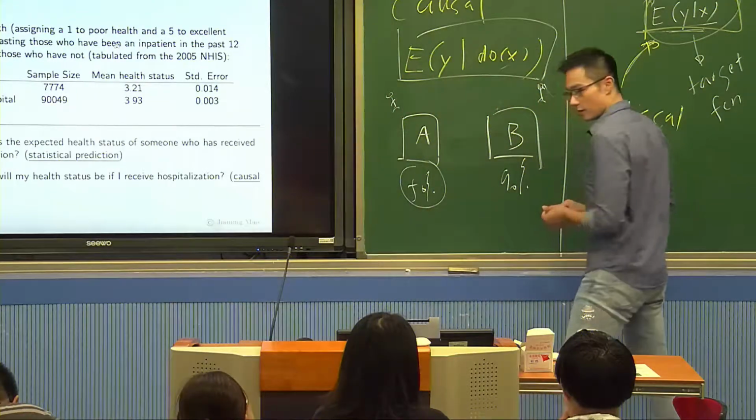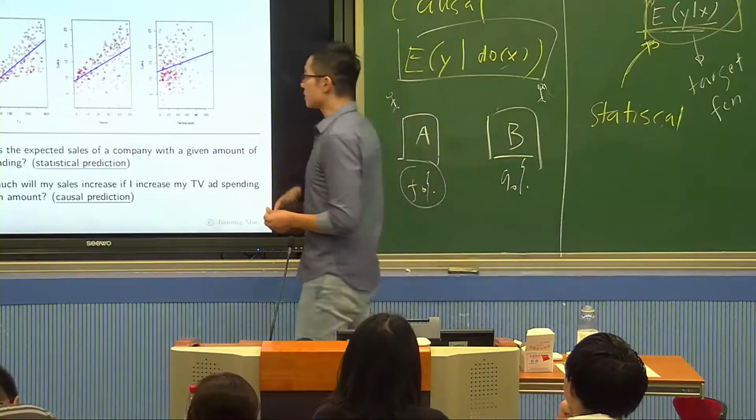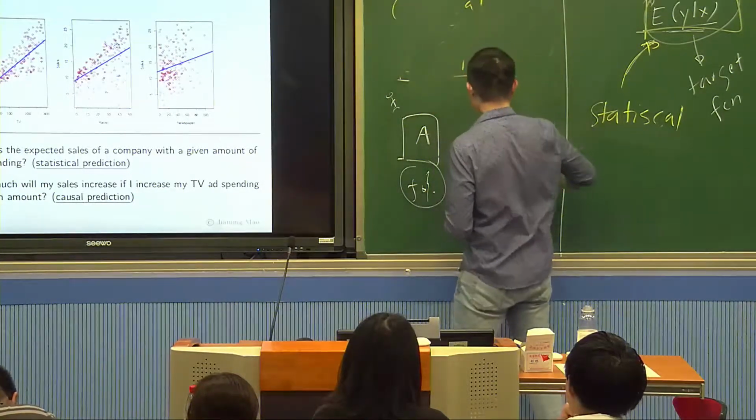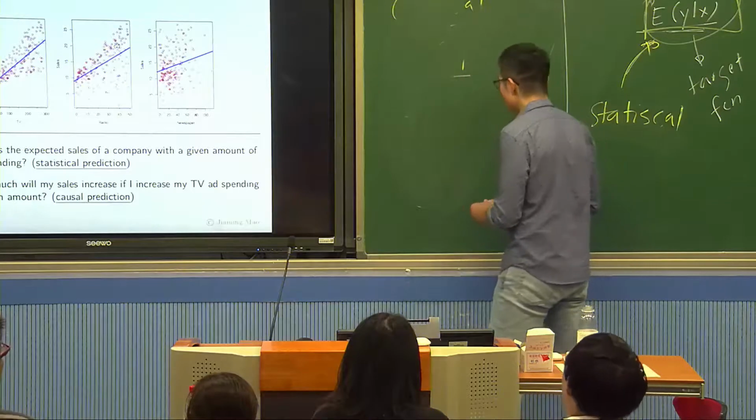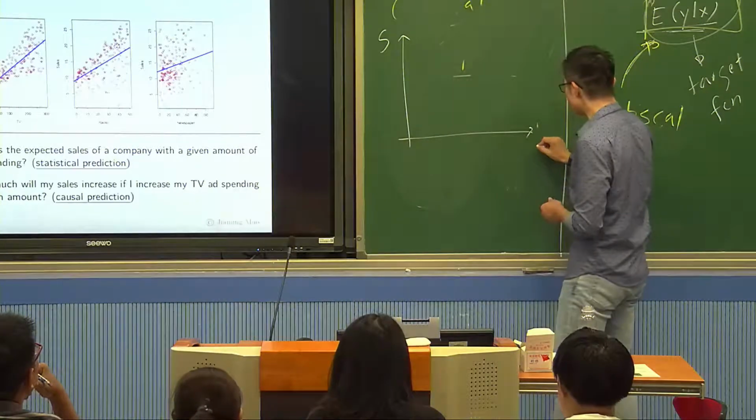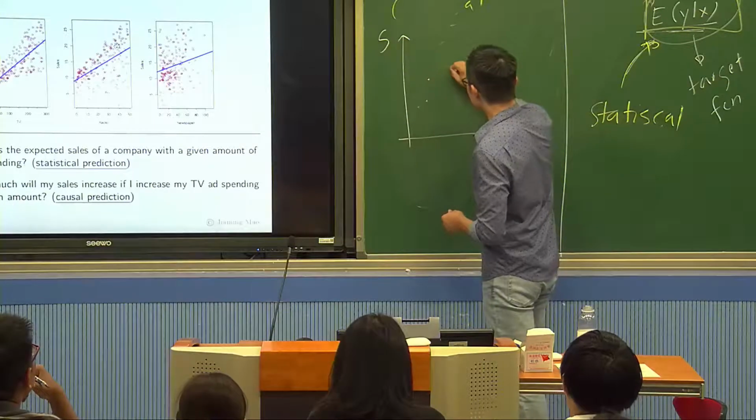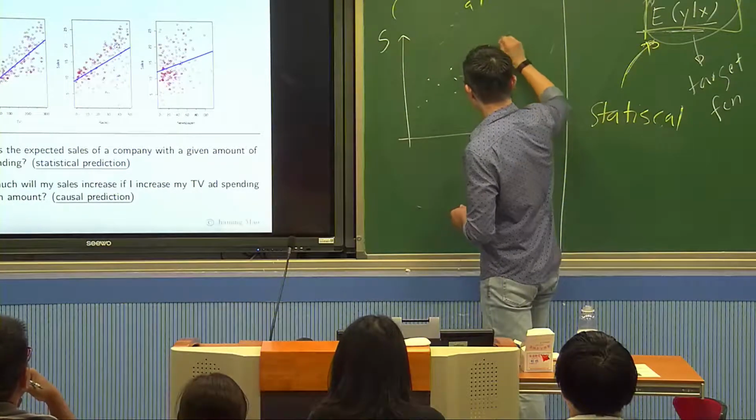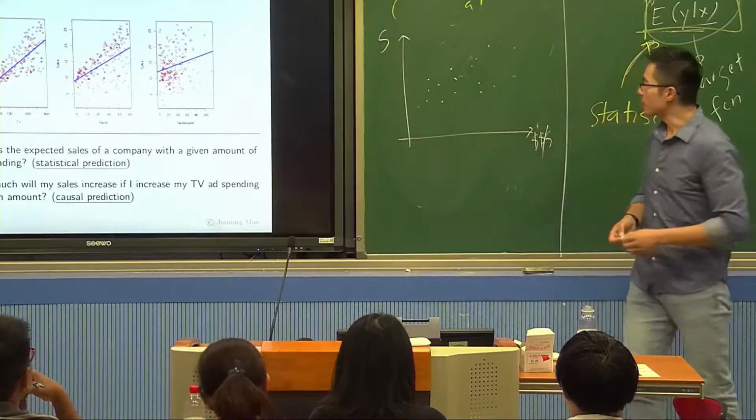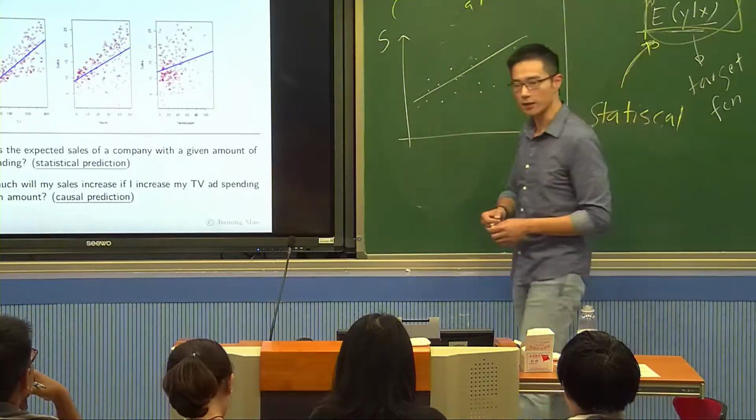Now, I finished last week with another example which I asked you to think about. This example is advertising and sales. Suppose I'm a company, and I'm in the marketing department. I want to know the sales versus my spending, how much I spend on advertising. And suppose I have a data set. This data set contains all the historical spending and subsequent sales in the next quarter for a lot of different companies. And I see this positive relationship between advertising spending and the sales.